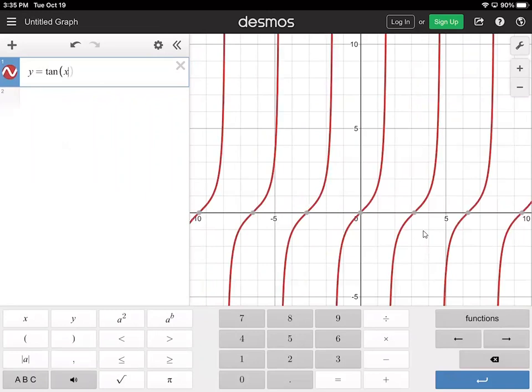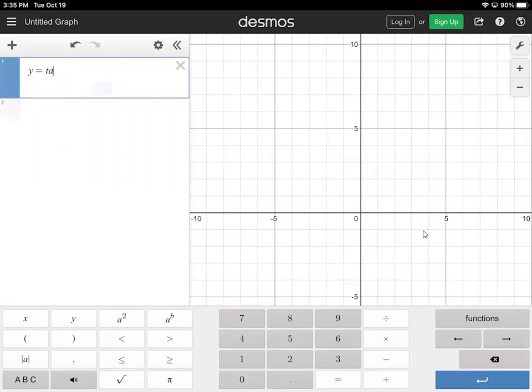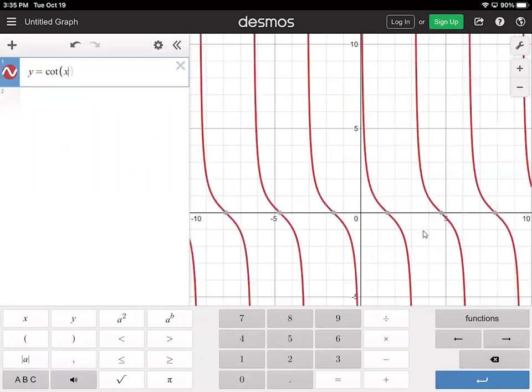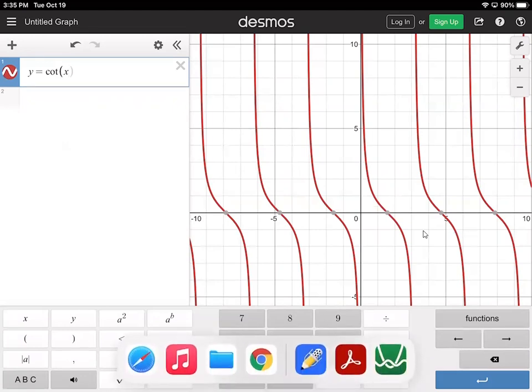So there it is. It's always increasing, right? It goes through the origin. Where cotangent is always decreasing and it doesn't go through the origin. Again, just want you to recognize these graphs. We will not be graphing them by hand in this class.